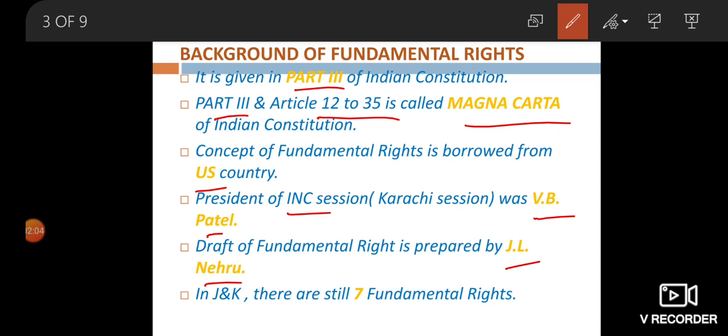And in Jammu and Kashmir, there are still 7 fundamental rights. What does it mean? It means that when our constitution was being prepared, there were 7 fundamental rights. But after that, the 7th fundamental right, the right to property, was excluded from the fundamental rights during the 44th Amendment in 1978, and that right was converted into a legal right. But in Jammu and Kashmir, this right is still there. So that's why there are 7 fundamental rights in Jammu and Kashmir, and the right to property is made a legal right under Article 300A in Part 12 of the Constitution. So at present we can say that there are only 6 fundamental rights.